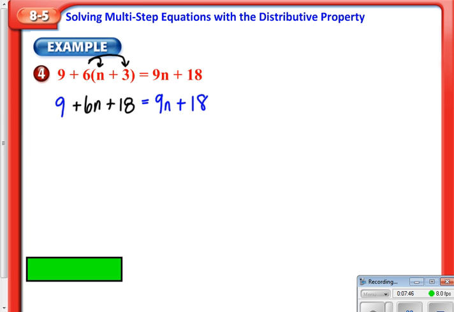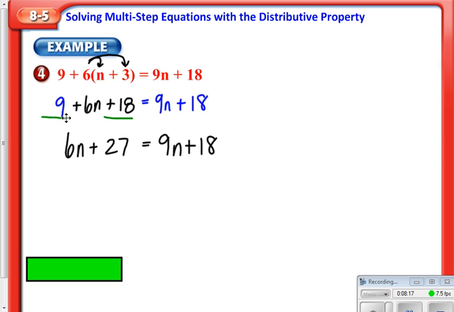Alright, as you can see in the first step, I went ahead and distributed the 6 into n plus 3. That's the first step that you would take. Step 2 would be to combine like terms. Left side, you're able to combine some like terms here, a positive 9 and a positive 18. So I'm going to go ahead and drop down my 6n, and I combine my like terms here. 9 plus 18 is going to give me a positive 27. Drop down my right side.